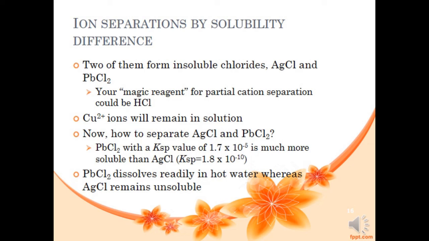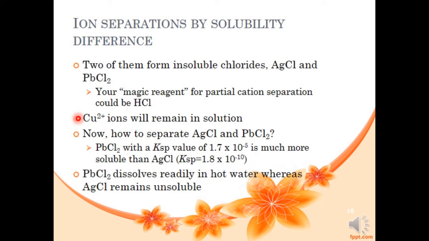So, based on the three ions just now, silver, lead, and copper, silver and lead will form insoluble chlorides. So we will add hydrochloric acid, because you want the Cl. So Cl will react with the silver to form silver chloride, and Cl will also react with lead to form lead chloride. And what will still remain in solution is copper. So that is done.